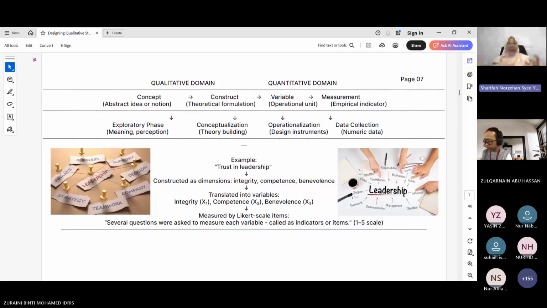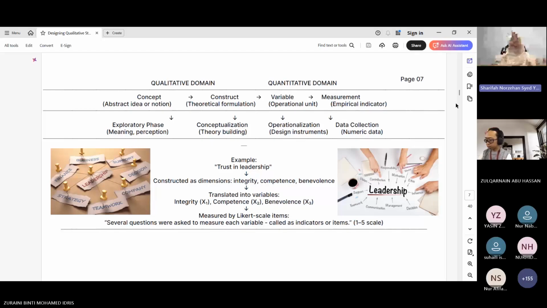Okay. So when you already know that, you already got your bigger concept too, it's okay for you to actually put it inside your write-up. But how are you going to come about with it? Then we talk about theoretical formulation, construct. How do you do that?